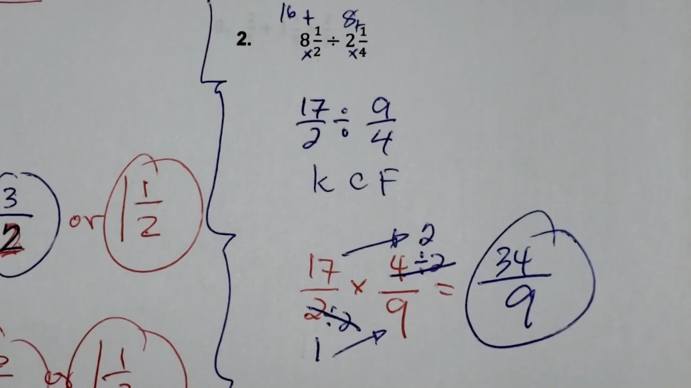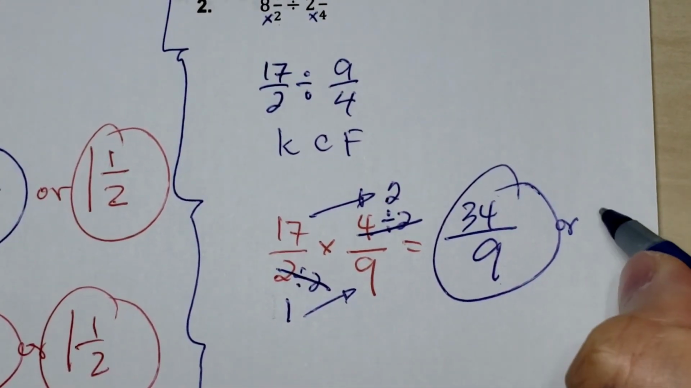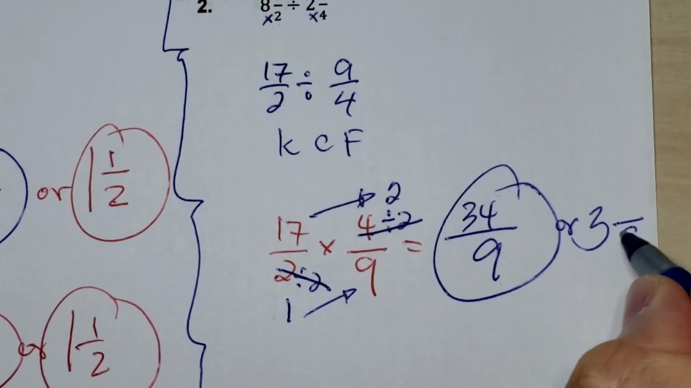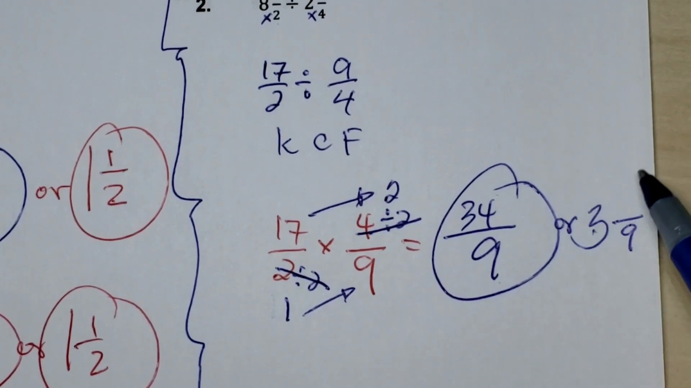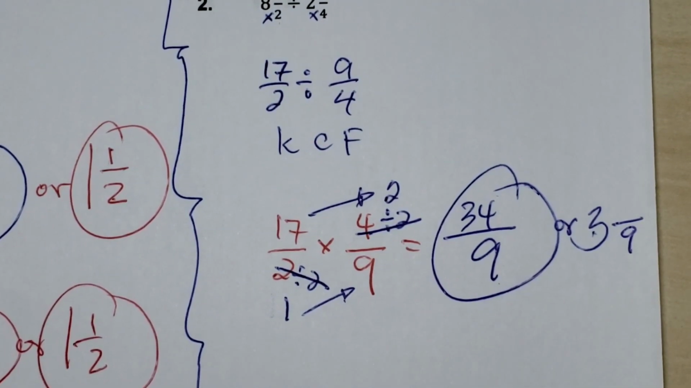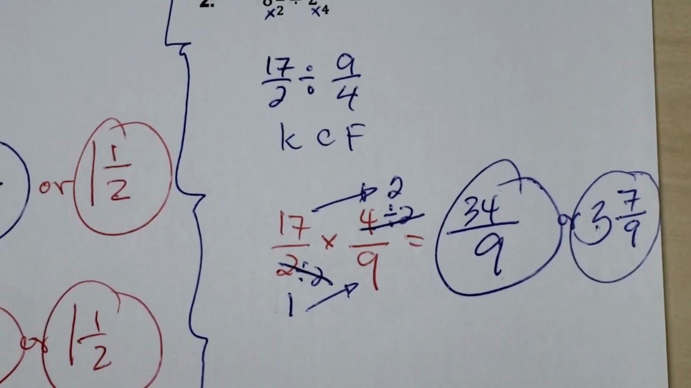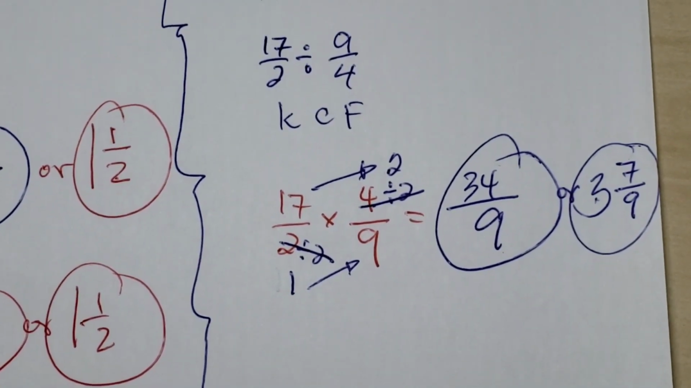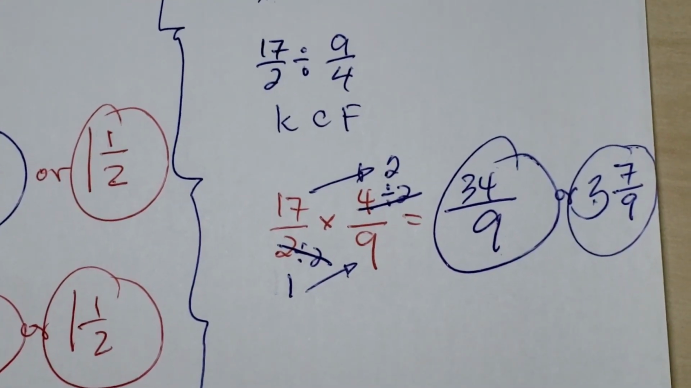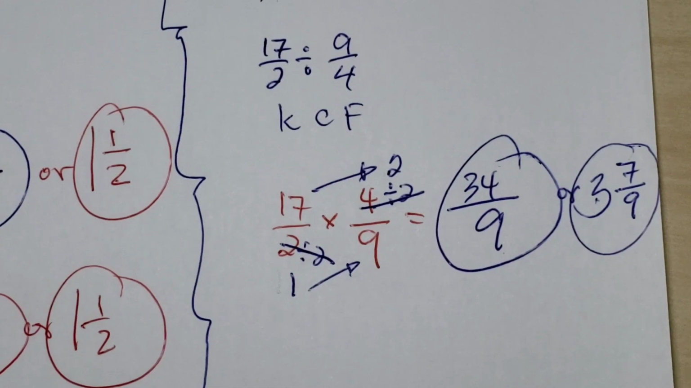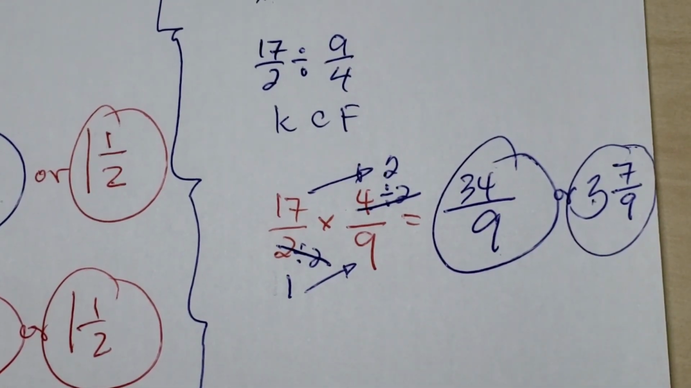Now, how many 9s are there in 34? How many 9s can fit in 34? There are 3 9s, because 9 times 3 gives you 27. And how many more do we need to get to 34? That means 7 more. So the answer is also 3 and 7 ninths. Now, if you want to do the old way, you can multiply straight across, but those will be larger numbers, larger values. So cross-canceling will be easier.